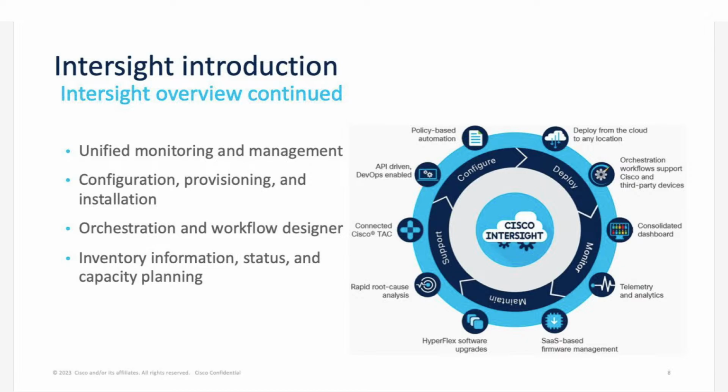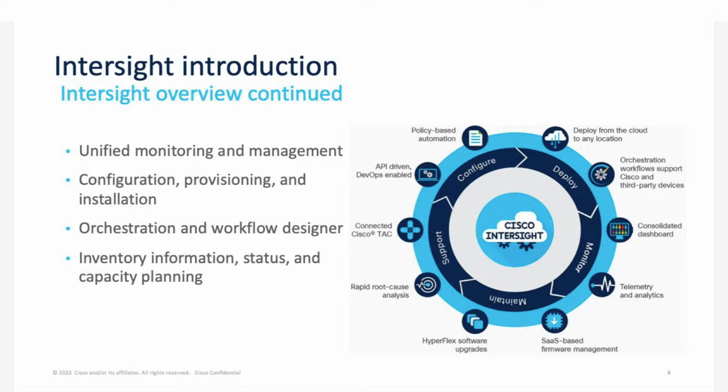So as we can see, Cisco Intersight is a powerful cloud-based system management platform designed to simplify operations in the data center and the cloud. Some of the key features that Intersight brings to the table are unified management. Cisco Intersight provides a single holistic view of your infrastructure, allowing you to manage both Cisco and third-party hardware, including servers, hyperconverged infrastructures, and networking devices.